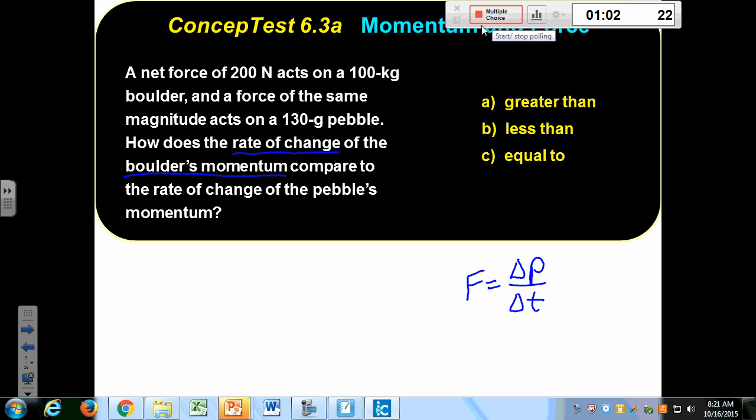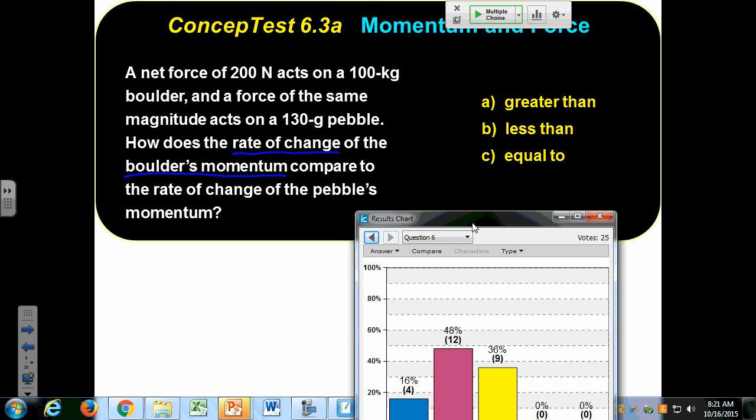I'll stop at 110. 110. Okay, we're sort of all over the board.